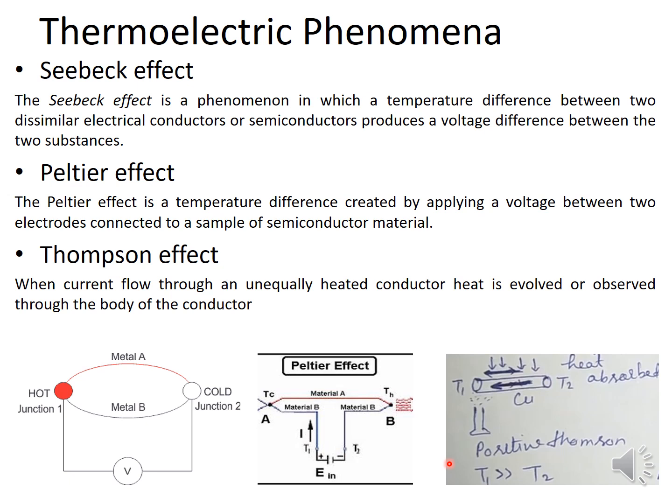Suppose the current passes from this end to this end, maintaining the same conditions, T1 greater than T2. Then the conductor will dissipate the heat, or liberate the heat. That phenomenon is called the negative Thomson effect. So this is the Thomson effect.